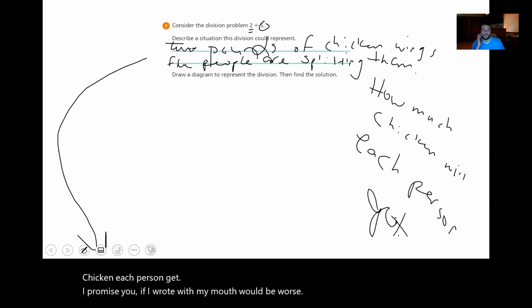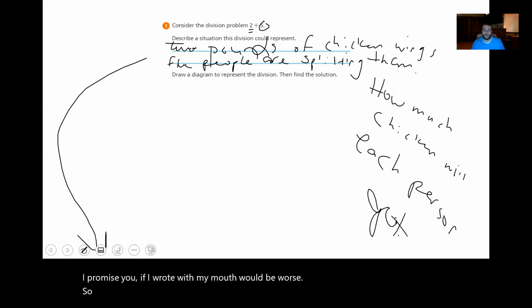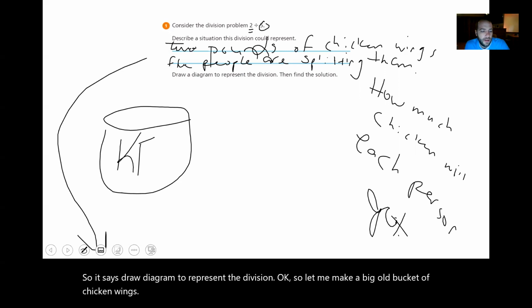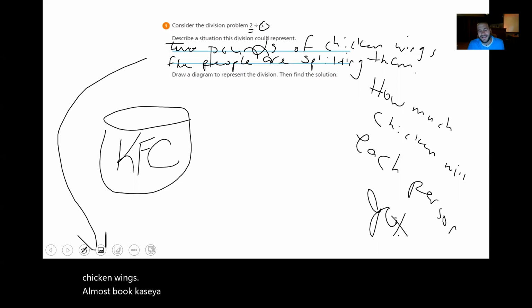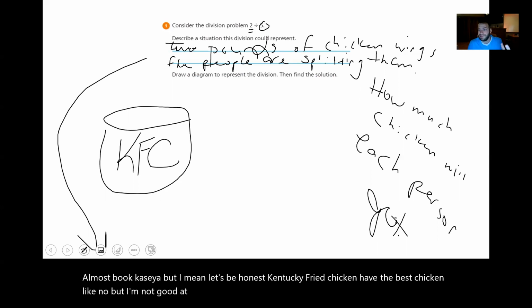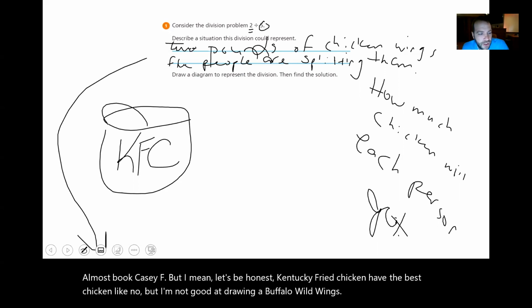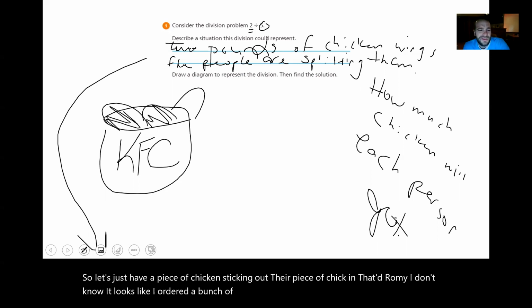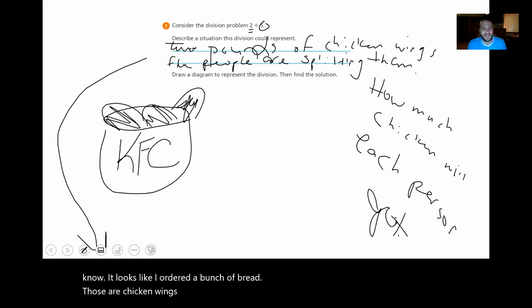All right. So it says, draw a diagram to represent the division. Okay. So let me make a big old bucket of chicken wings. I almost put KFC. But I mean, let's be honest. Does Kentucky Fried Chicken have the best chicken wings? No, but I'm not good at drawing a Buffalo Wild Wing. Yeah. So let's say just have a piece of chicken sticking out there. Is that a drumstick? I don't know. It looks like I ordered a bunch of bread. Those are chicken wings, man. Look at that Parmesan garlic sticking out there.